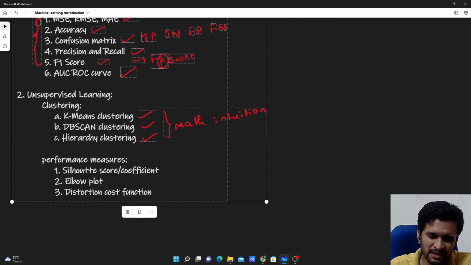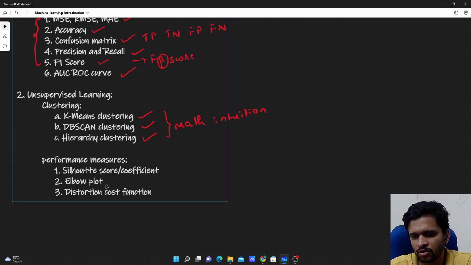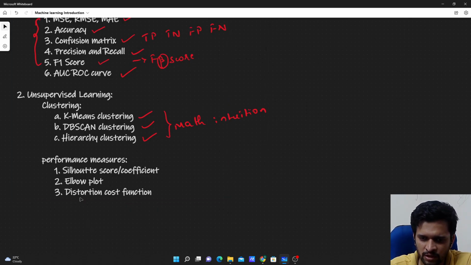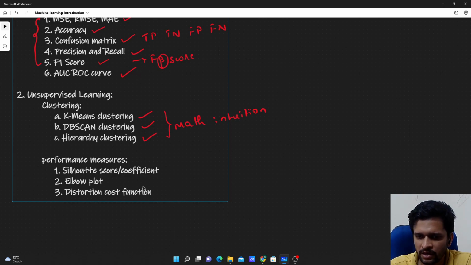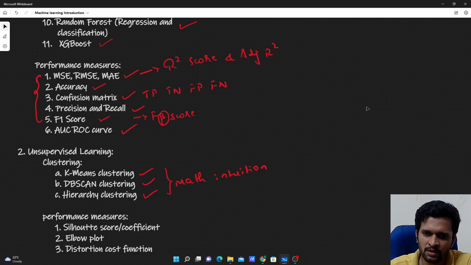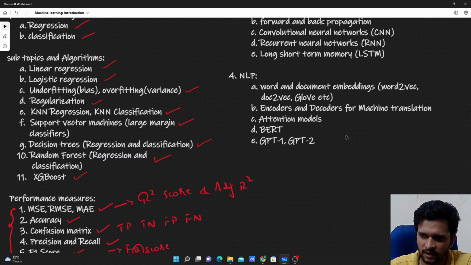Elbow plot is easy to use but not that widely used. It's also not the preferred way to measure the performance. So I'll cover it in the later part of my videos. But the most important things are distortion cost function and Silhouette score or Silhouette coefficient. These things are a must in order to measure the performance of our clustering algorithm. So this is with respect to machine learning.